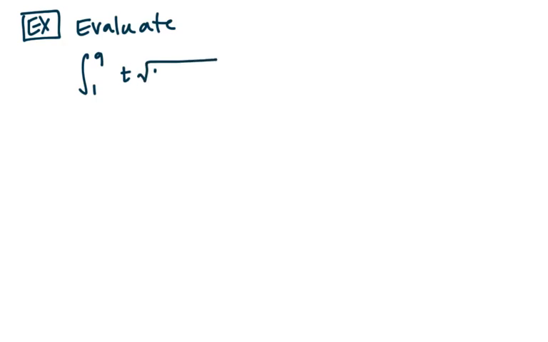So I'm going to include one more example in this video. For this example, we're going to evaluate a definite integral again. This integral will be 1 to 9 of t times the square root of 4 plus 5t dt. So I'm going to rewrite that as a 1/2 power for my radical.